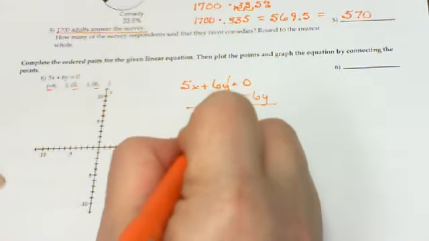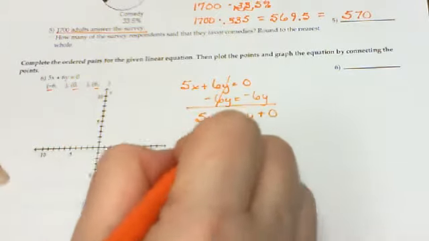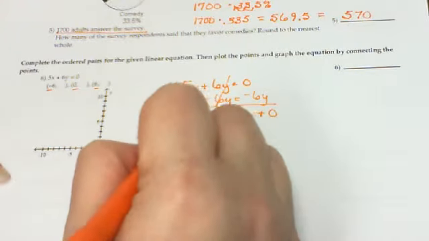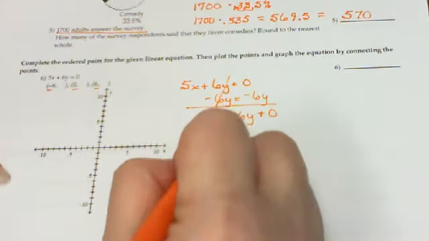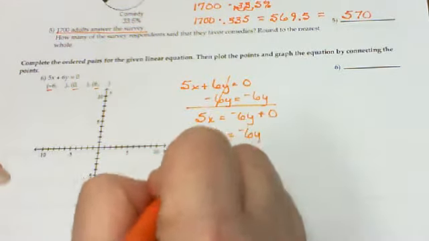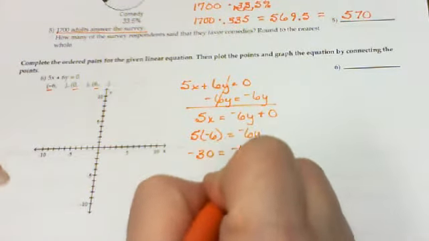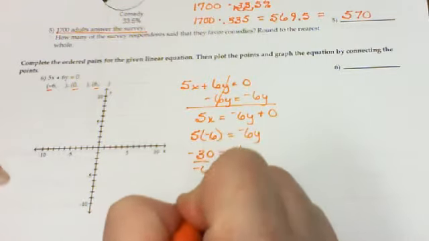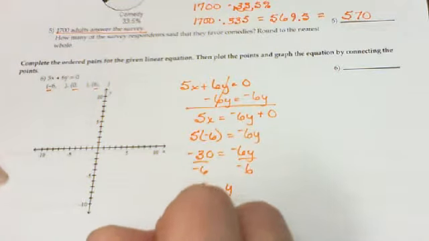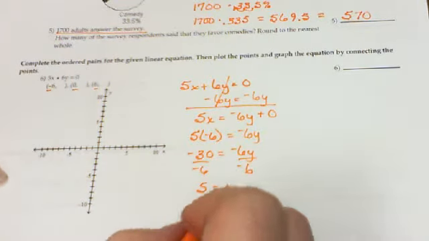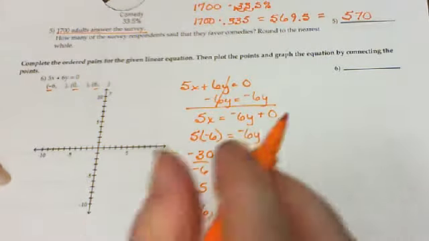That gives me 5x is equal to negative 6y plus 0. 6y plus 0 is just our negative 6y. So when I go to plug in 5 times negative 6, because that's what x was in my first one, that gives me negative 6y over here. Negative 30 is equal to negative 6y, and I can divide both sides by negative 6 and get that 5 is equal to y. So in this particular case, we said negative 6 was our x and 5 was our y. Then on to the next one.